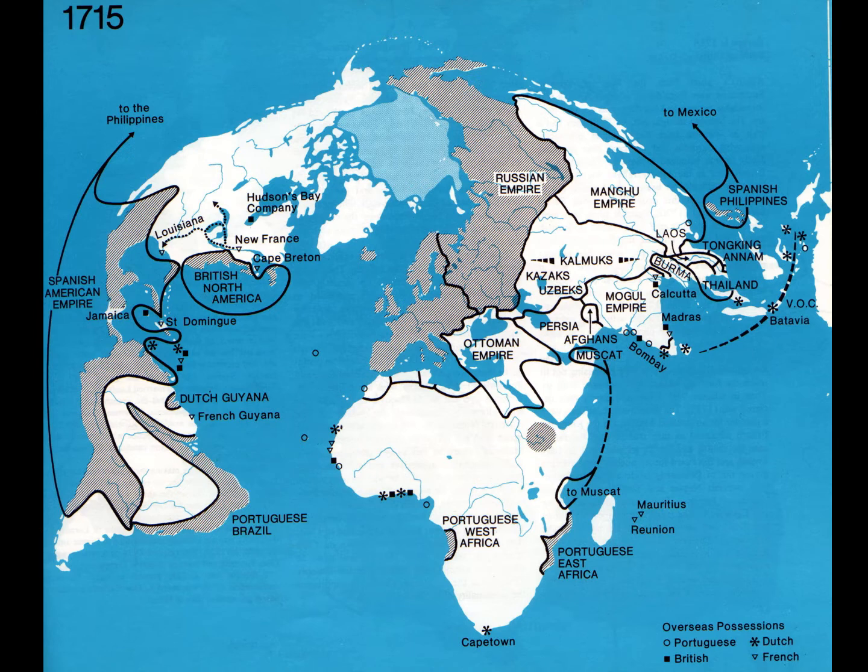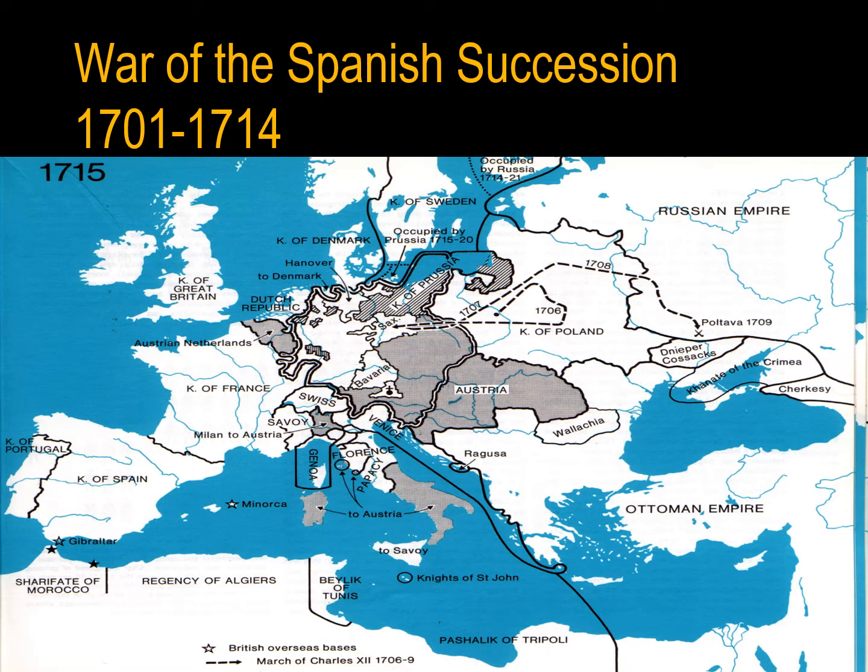So let's take a look at some of these wars. The first war was the War of the Spanish Succession, 1701 to 1714. The war was fought over control of the Spanish throne. France and Spain opposed England, Austria, and Holland, and were accompanied by Queen Anne's War in North America.